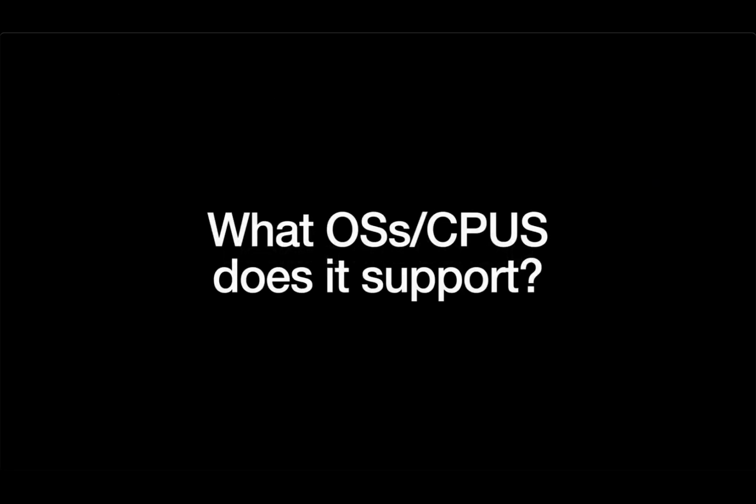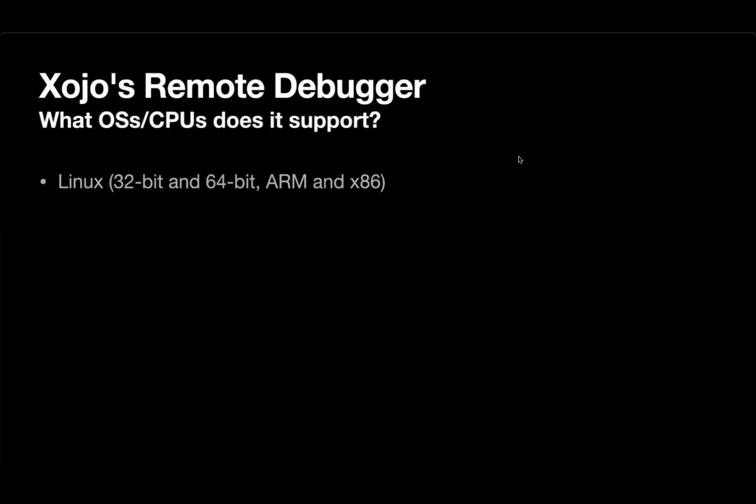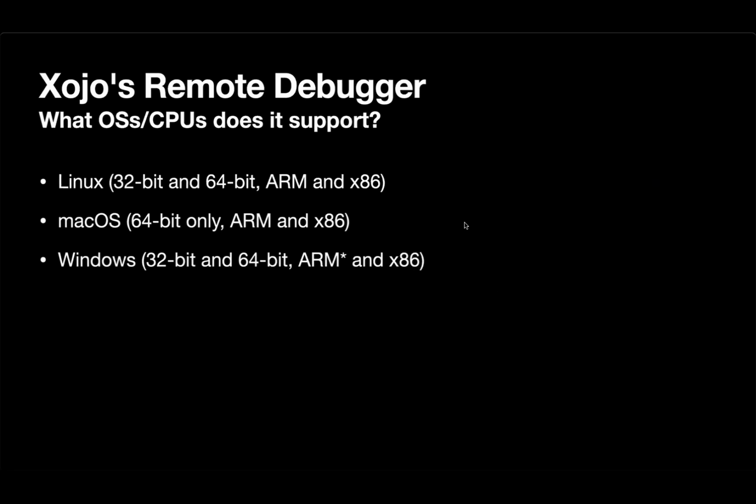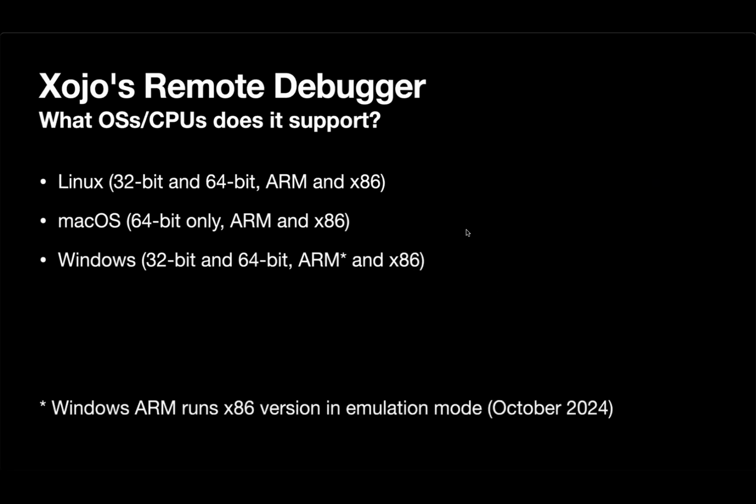Now, what operating systems and CPUs does it support? Well, for Linux, we support 32-bit and 64-bit ARM and x86. So ARM there means you can run on Raspberry Pi, for example. You can remote debug to Raspberry Pi. For Mac OS, it's 64-bit only, and again, ARM and x86. And for Windows, 32-bit and 64-bit ARM and x86. With a little caveat about ARM. On ARM, Windows is running in emulation mode, or rather the remote debugger is running in emulation mode. That's at least as of right now. I'd say it's likely at some point in the not too distant future, we'll have it running natively for Windows on ARM.